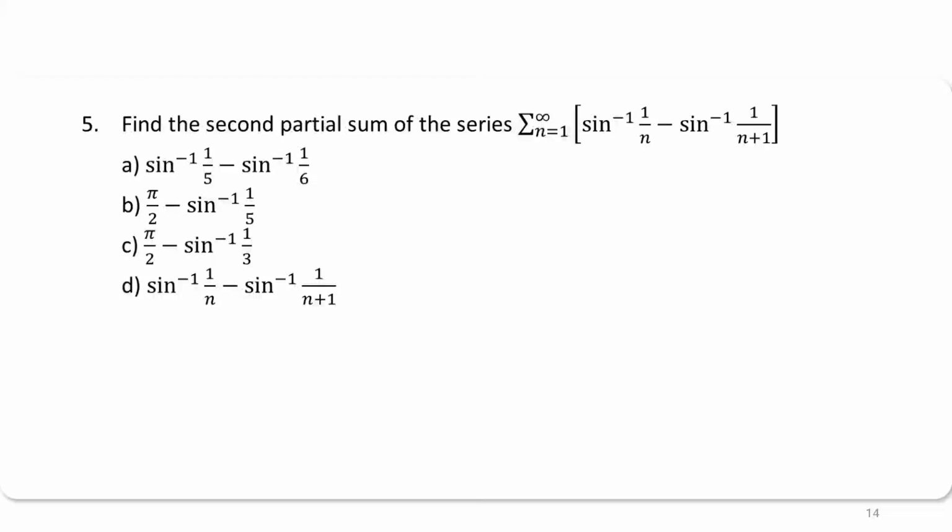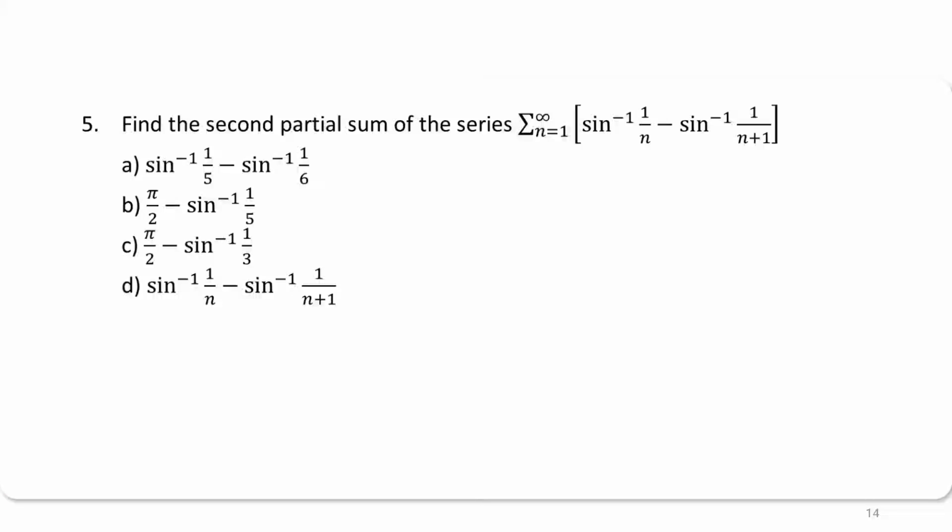So first we have to find U1. U1 means n is equal to 1. When you give n is equal to 1, sine inverse of 1 by 1 minus sine inverse of 1 by 2 is the first term. Sine inverse of 1 is equal to pi by 2, so U1 is pi by 2 minus sine inverse of 1 by 2. When n is equal to 2, U2 is equal to sine inverse of 1 by 2 minus sine inverse of 1 by 3. That is U2.